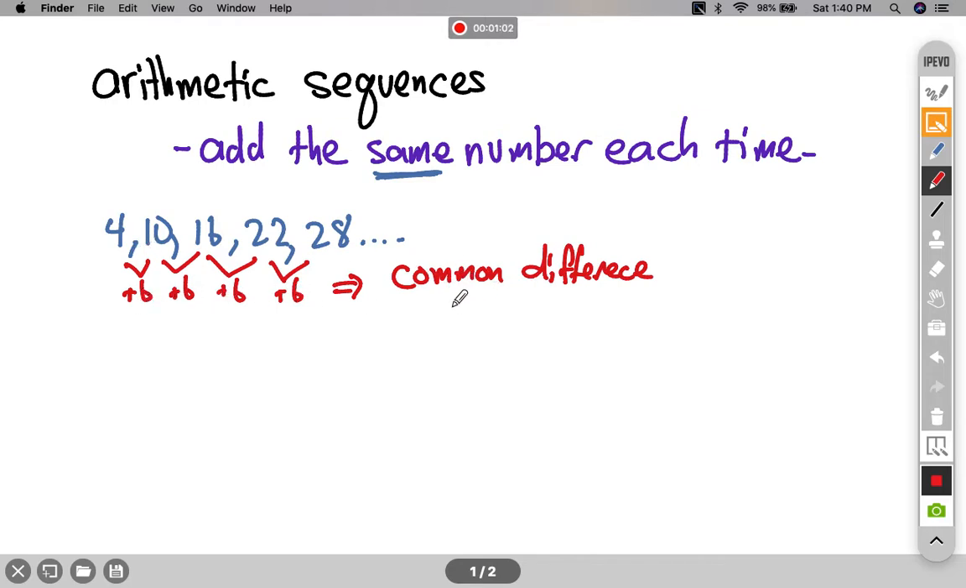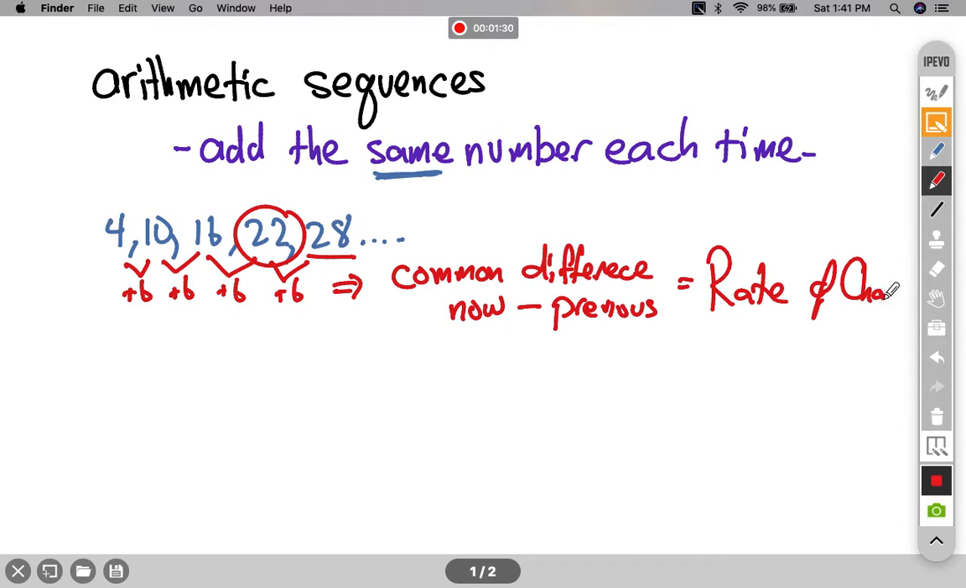It's a difference because we're always taking a number, whatever our current step is, and subtracting the one that came right before it. So now versus previous. It's always the same. That's our common difference. Then it's an arithmetic sequence, and we call this common difference the rate of change, which is the same thing as our slope when we look at linear equations.